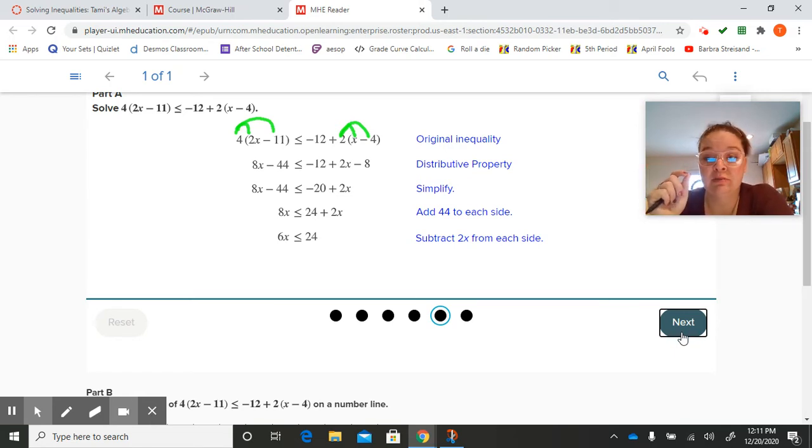Notice that our inequality symbol has not changed at all because we have not been multiplying or dividing by negative numbers. So the inequality symbol has stayed the same throughout this whole process. We have all of our variables on one side and all of our constants on the other. So now we're ready to divide both sides by 6 to get the x by itself. Dividing by 6 on both sides gives us x less than or equal to 4.